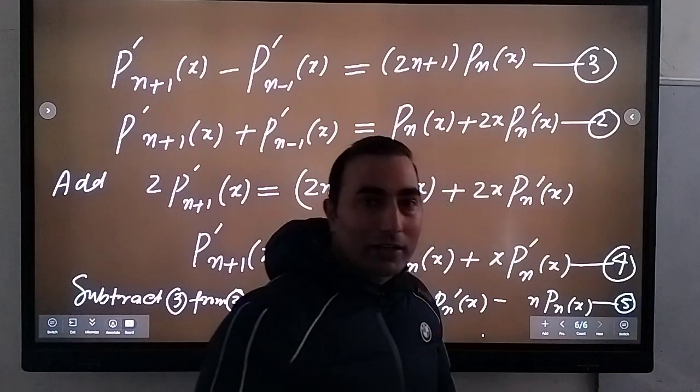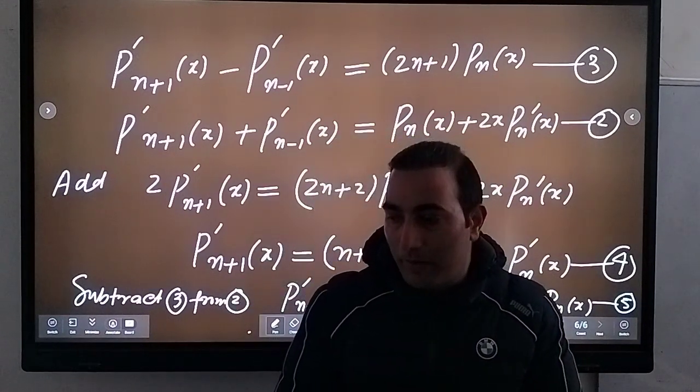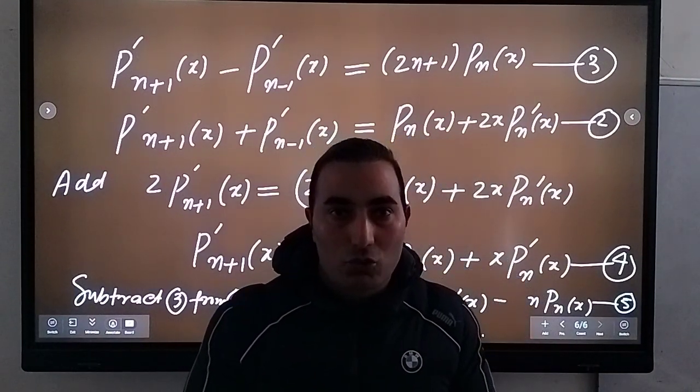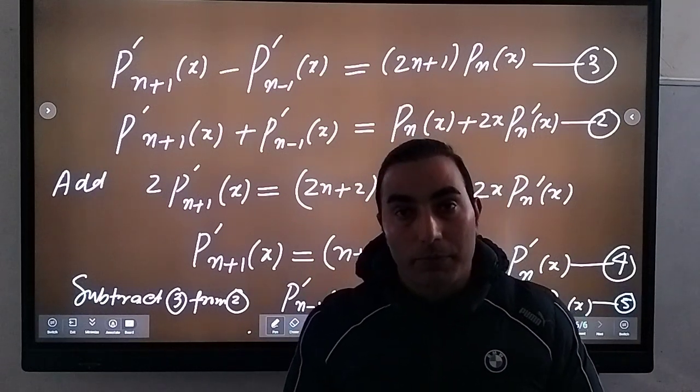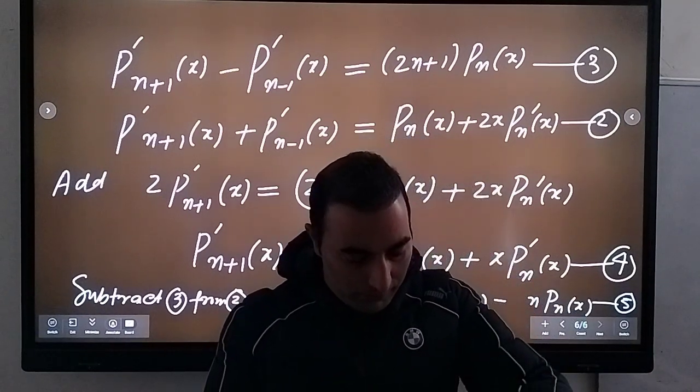So you can get some more relations by manipulating or by taking different ways to get more relations between the different coefficients of the Legendre polynomial.